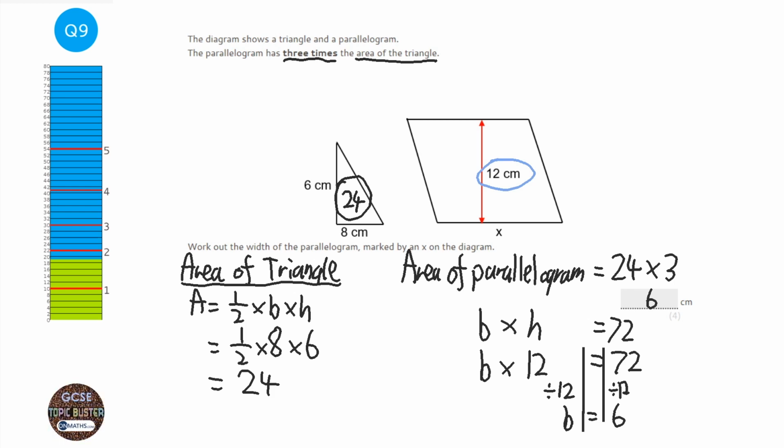Now we can work that out and just work backwards. So if this x here is 6, 6 times 12 is 72. Then I could do 72 divided by 3, which is 24. And 24 is the area of the triangle. So you kind of know you've got the right answer because you can work backwards with it.